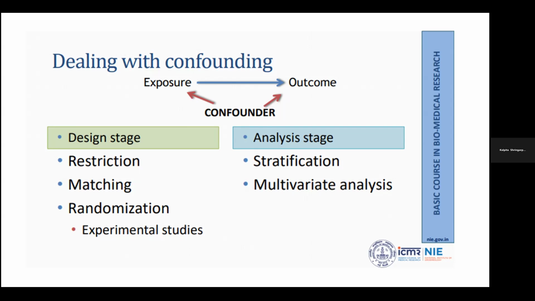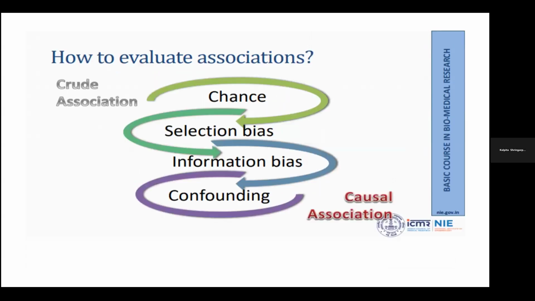I can do randomization as in experimental studies, so that at the stage of randomization, the confounding variables or all the variables are equally distributed in both the groups. At the analysis stage, as mentioned, we do a stratified analysis or a multivariate analysis to look at the confounders. So basically, when I told that coffee drinking leads to heart attack, that was a crude association.